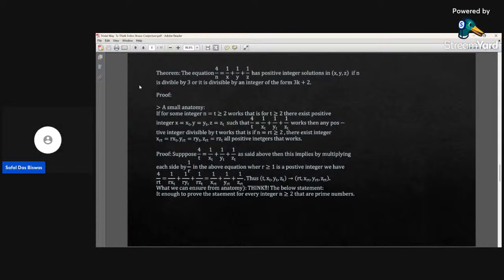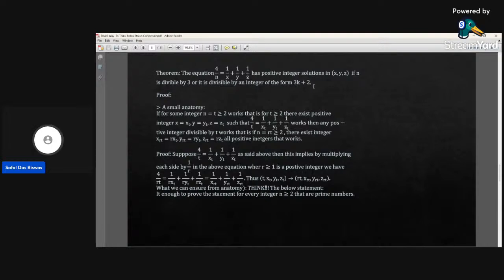So here is the theorem. Here is the key claim: there are infinitely many solutions for integers of the form 3k and 3k plus 2. So the equation 4 by n equals 1 over x plus 1 over y plus 1 over z has positive integer solutions in x, y, z if n is divisible by 3. Sorry, I wrote a typo here. So n is divisible by 3, or it is divisible by an integer of the form 3k plus 2.